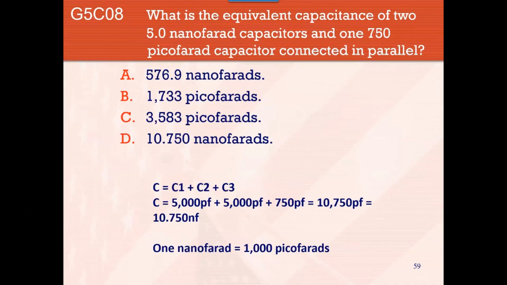So how about if we convert everything to picofarads? 1 nanofarad is equal to 1,000 picofarads, playing with the decimals a little. So 5 times 1,000 would be 5,000 picofarads, gives us 5,000 plus 5,000 plus the 750, gives us 10,750 picofarads. But unfortunately, the answer is given in nanofarads. So we move the decimal places over 3 places to the left, and we get 10.75 nanofarads, which is the actual answer.